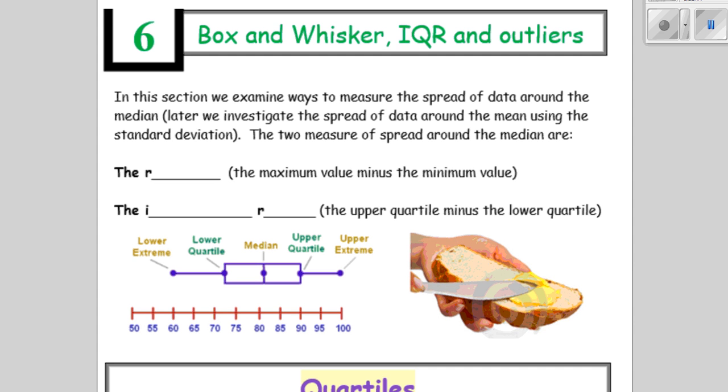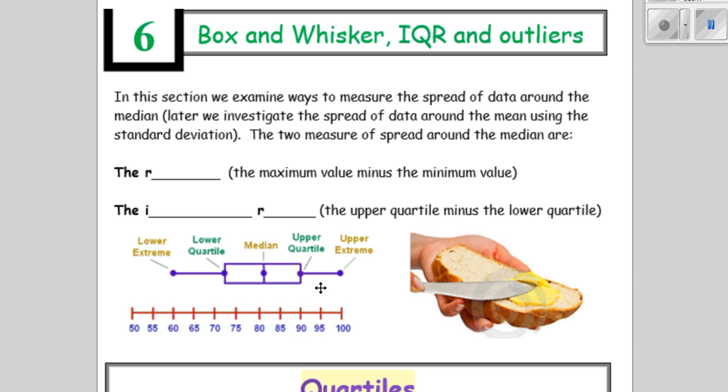Box and Whisker, interquartile range and outliers. When you did CIE IGCSE, you probably learnt about interquartile range. You might not have learnt about box and whiskers though. Anyway, let's just do it. In this section, we examine ways to measure the spread of data. It's the spread of data, like how widely is it spread around the median. So is the data all really close to the median and narrowly spread, or is it really widely spread?